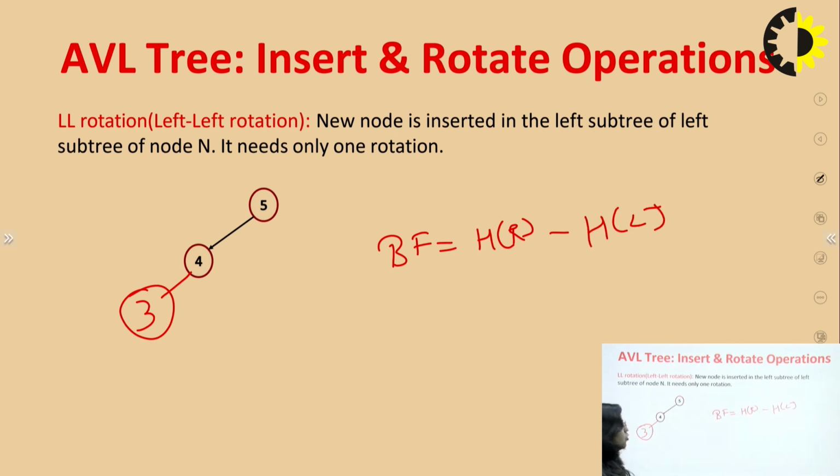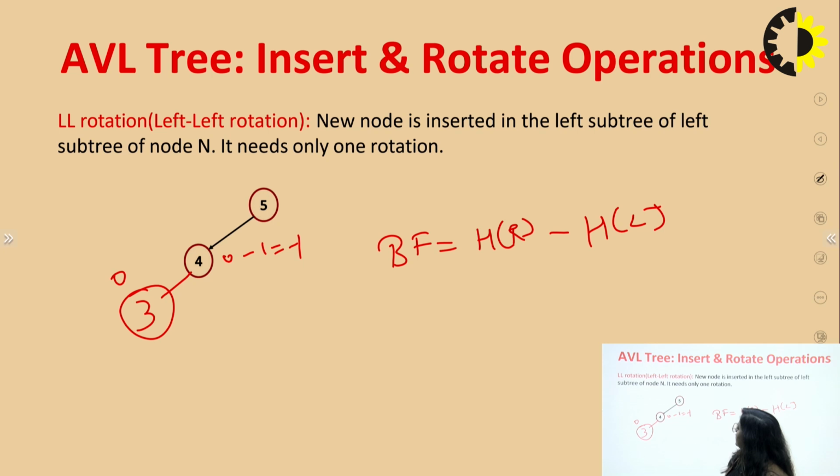Okay, so find out the balance factor of each node here. According to this, 3 is the leaf node, so the balance factor of a leaf node is always 0. Now comes the second node, 4. Height of right subtree is 0 minus height of left subtree is 1, so the answer is minus 1. Minus 1 means this tree is balanced, so no rotation is required here.